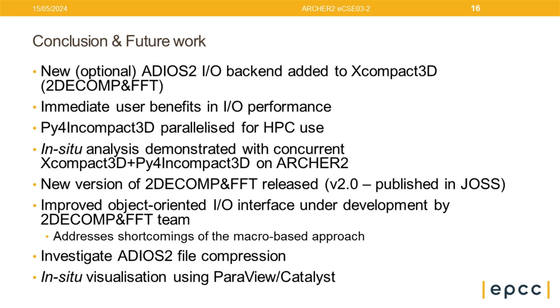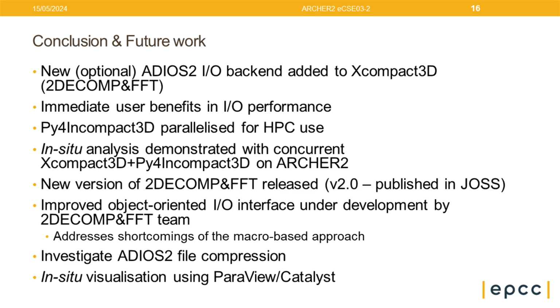So to conclude, we've now got an optional ARCHER2 backend added to Xcompact3D, or technically the 2D-comp and FFT library, which means that other codes that build upon that can also make use of it. Adding this ARCHER2 backend gives an immediate performance benefit for users in their I/O. The Python Xcompact3D toolbox has now been parallelized for use on HPC machines, and we've been able to demonstrate in-situ analysis running on ARCHER2 at realistic scales and realistic problem sizes.